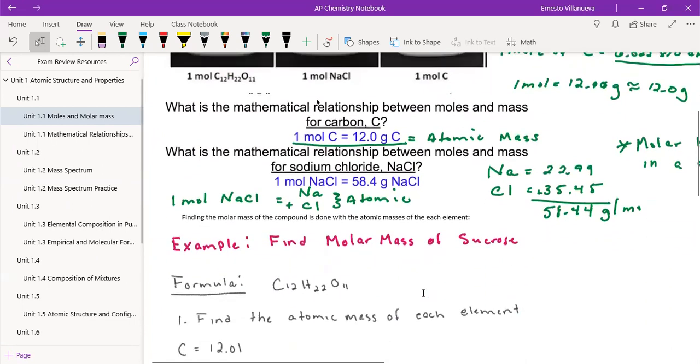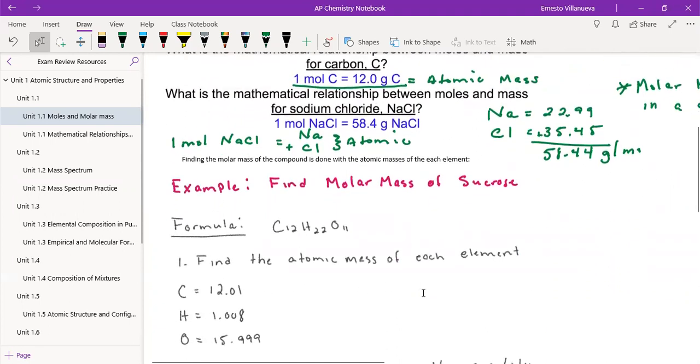First, you have to find the atomic mass of each element, right? Carbon is 12.01, hydrogen is 1.008, oxygen is 15.99. These are all grams per mole.